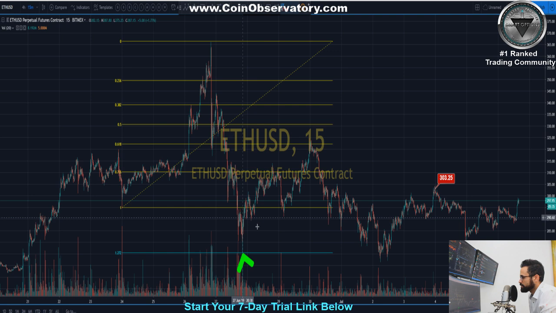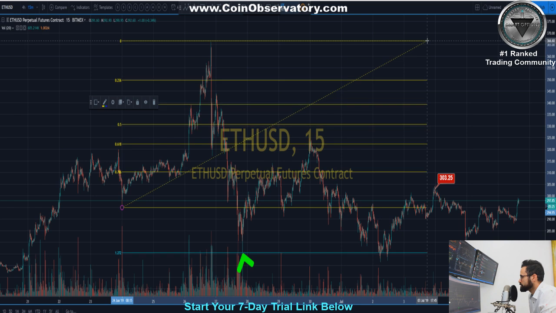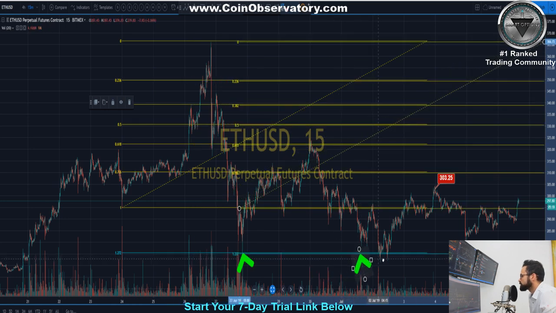Not quite, but if you want to figure out where we're going to spot a turn, if not the first time, then the second or third time, we're able to do that. So if I was to drag my fib out further, this 1.272 extension level held up. It held up not just once, but 3 times.